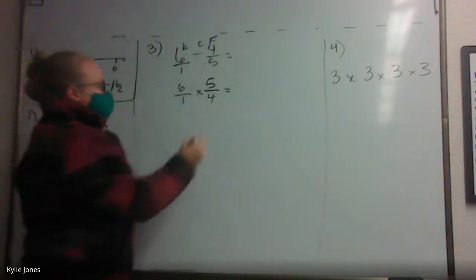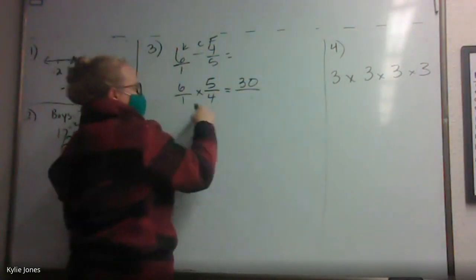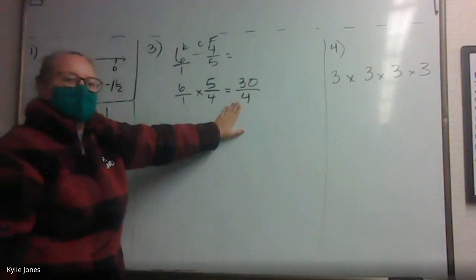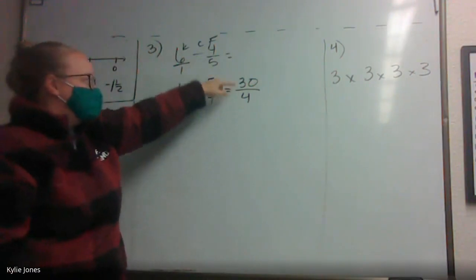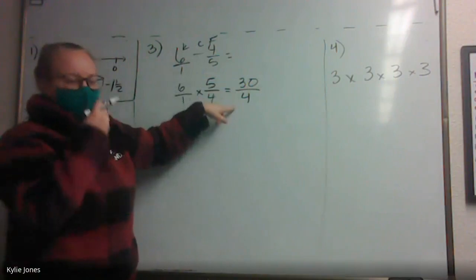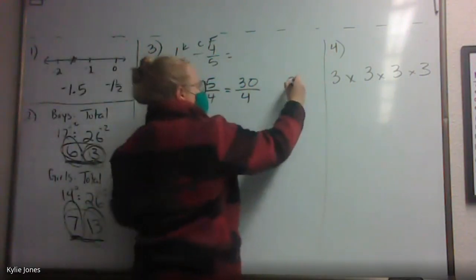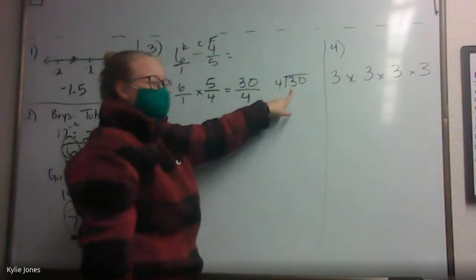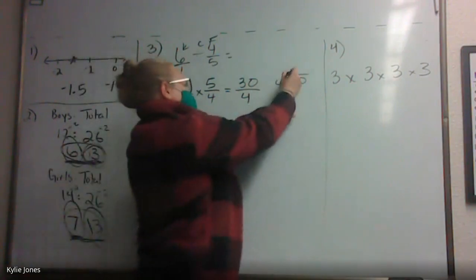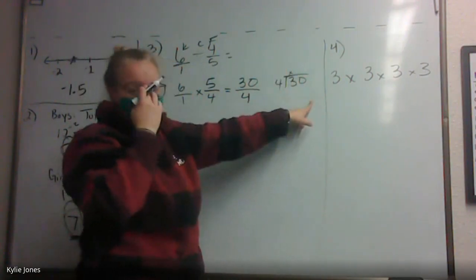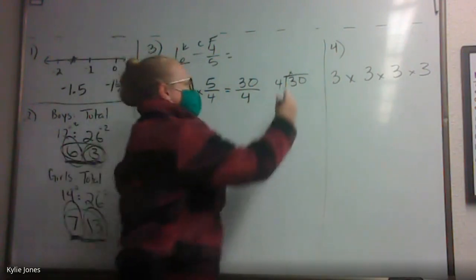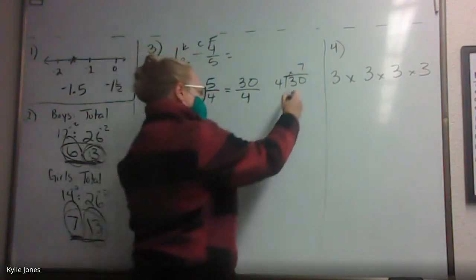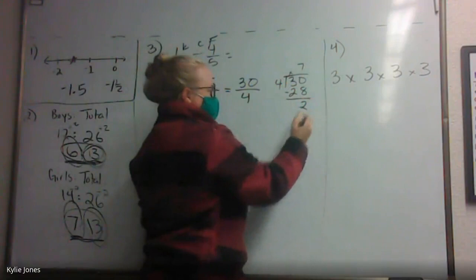What is 6 times 5? 30. What is 1 times 4? 4. So we have 30 over 4, but we're not completely done here. We can simplify. Because my top number, my numerator, is bigger than my bottom number, we just divide. 30 divided by 4. Does 4 go into 3? No. 4 goes into 30. How many times? 7 times. Good. What do you put under here? 28. We can subtract and you get 2.